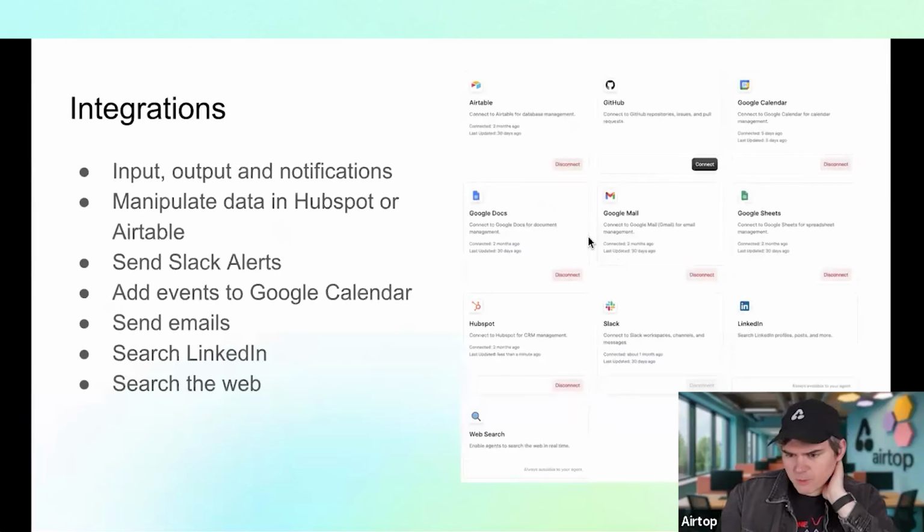Airtop integrations, like most platforms, we have a lot of built-in integrations: Airtable, Google Docs, Google Mail, HubSpot, Slack. Not as many as n8n. n8n has literally thousands, but we have the key ones. It can search the web. It can look at LinkedIn without you having to log in. Slack integrations, Google Calendar, et cetera, et cetera.